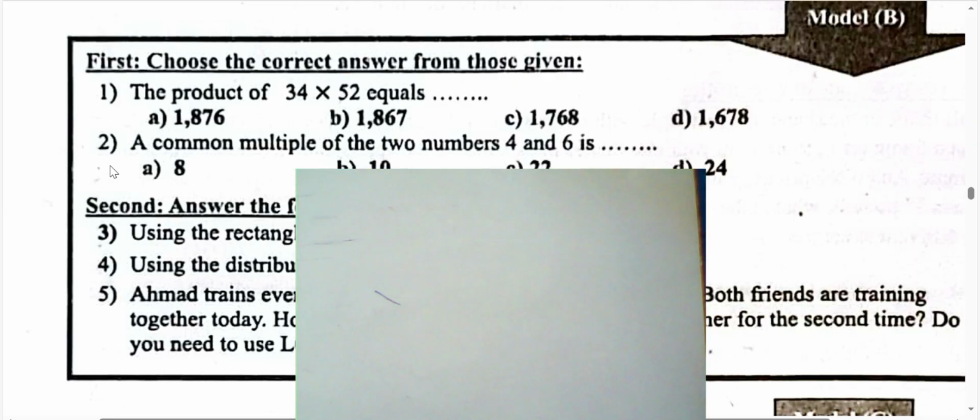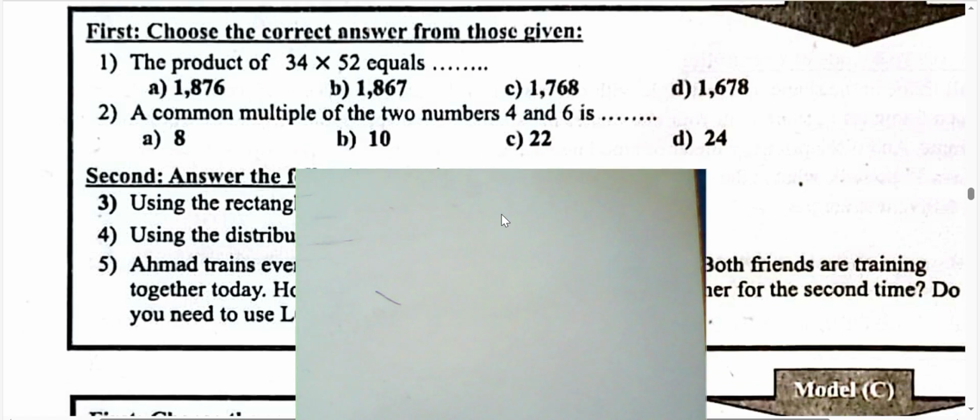A common multiple of the two numbers 4 and 6 will be what? We have 12 and also 24, because we asked about a common multiple of the numbers, not the least common multiple. We know the least common multiple between them equals 12, but this example asked about a common multiple of the two numbers 4 and 6, so it will be 24.